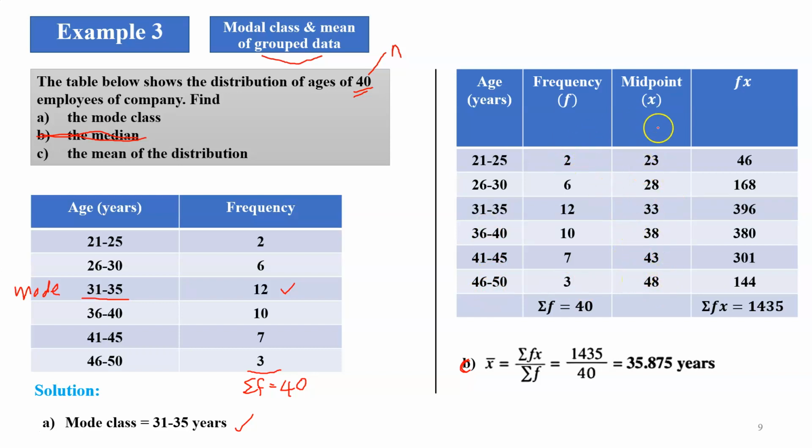Since you already have your f and your x, now you're going to find your fx, hasil darab dia. So you're going to multiply these two. 2 times 23, you get 46, and so on and so forth, up until you find the summation of fx. The whole thing, you tambahkan ni, you get 1435. So this 1435, you're going to divide by 40. Where did I find this 40? It is from summation of f. So you get the mean. Okay, that's all for the group data.